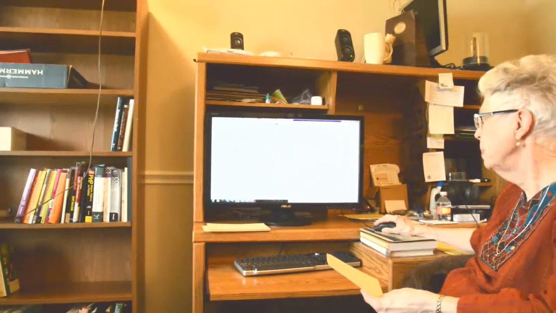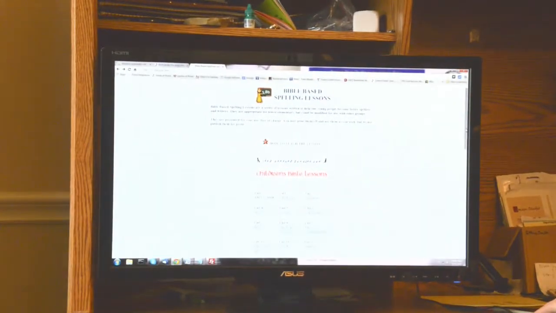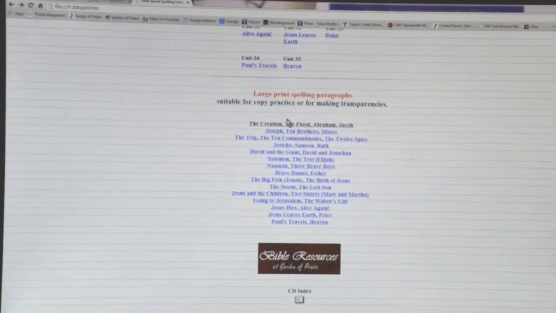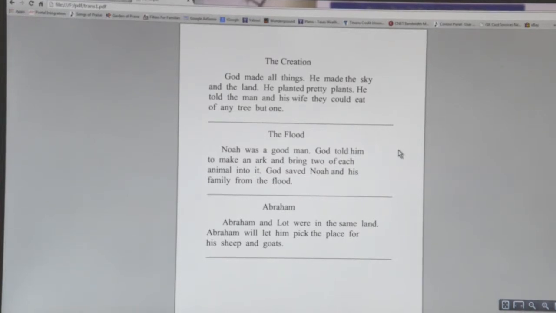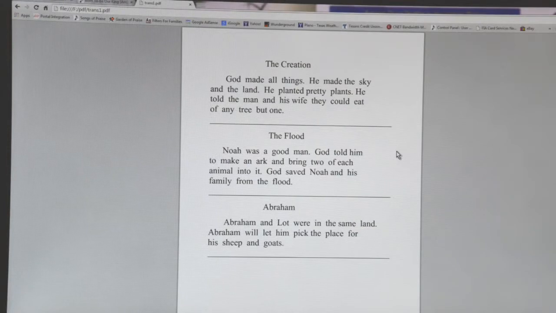So see, the child can't remember all of that, so you have to break it down for them. Now, let's go back to here. And I want to scroll down and show you these large print spelling paragraphs. You can make a transparency of it, and children can copy the paragraph on Monday from the transparency. If you have children who have difficulty looking at something on the board and writing it on their paper, you can make a small copy of this, put it on their desk. They have it right beside their paper so they can copy from this point to this point.